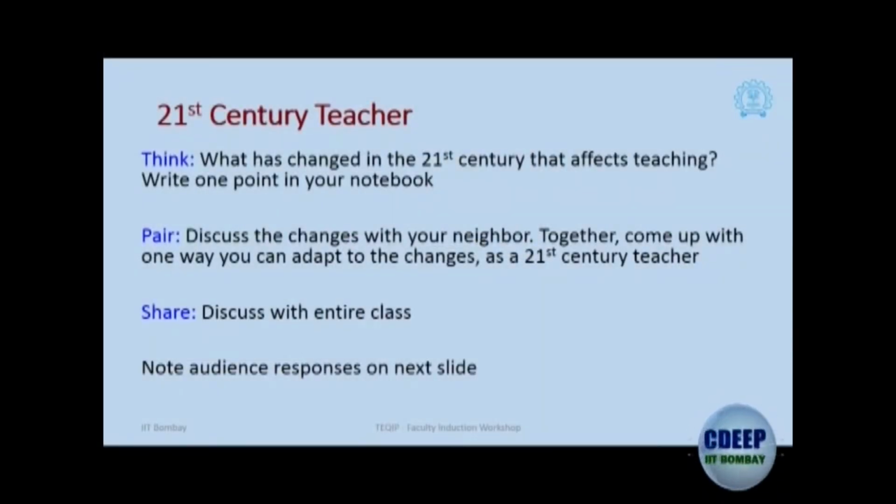Okay, so before you speak out, let's do this as an activity. Whenever a slide looks a little bit blue, this is actually a blue slide. So what has changed in the 21st century that affects teaching? Think about one point and write it in your notebook or pen or paper, whatever you have. Each one individually. So the question is, what has changed from the 20th century to the 21st century that affects teaching?